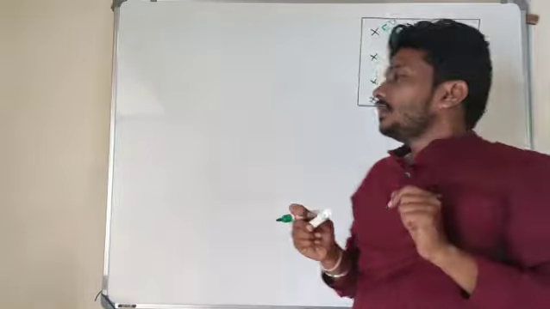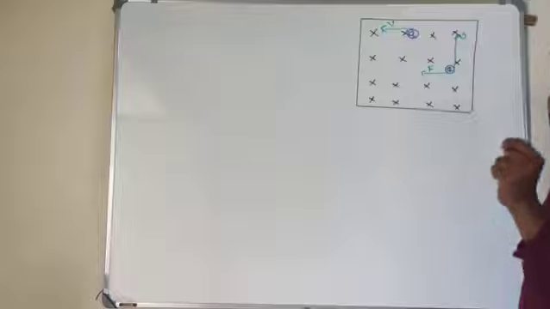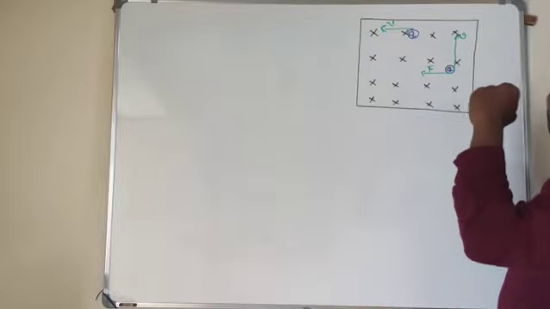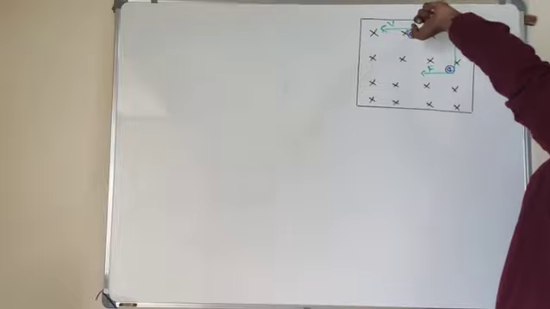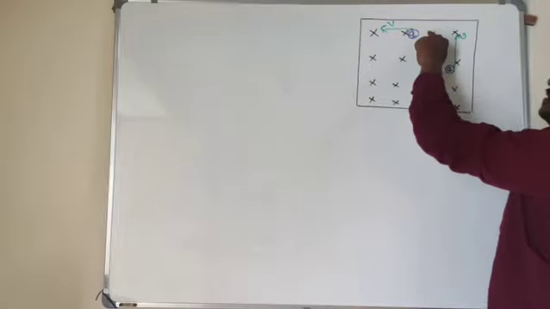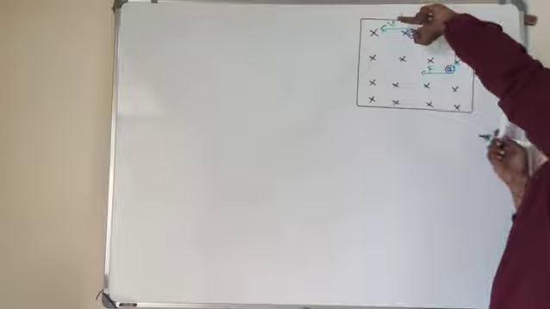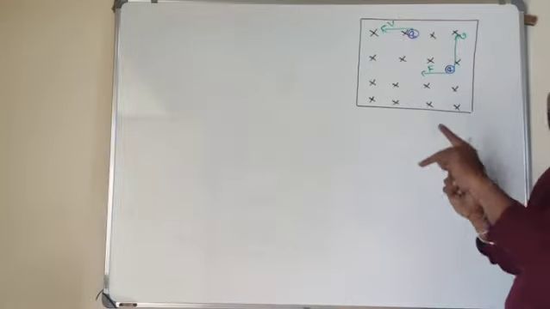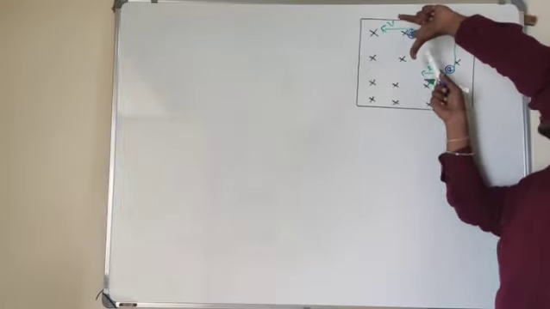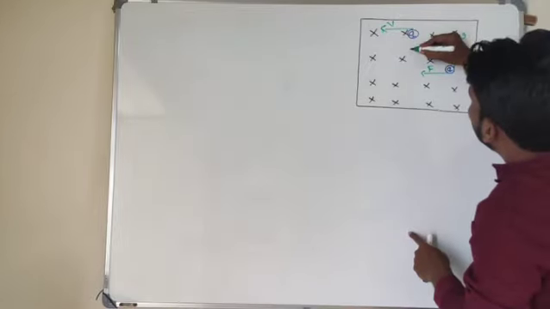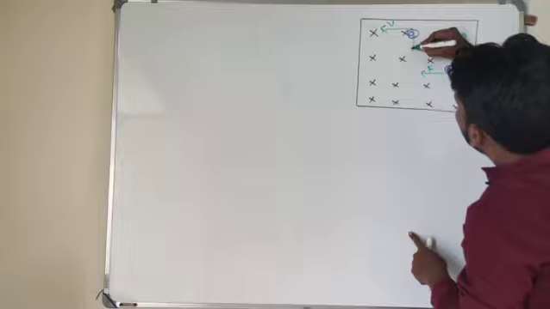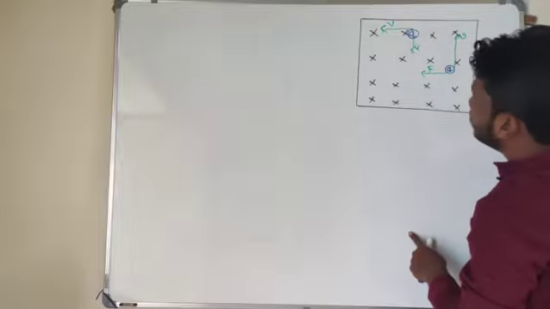Look here. Here charged particle Q is there. For this charged particle, what is the direction of the magnetic field? Magnetic field lines are into the plane here. This is the direction of the velocity. Then what will be the direction of the force here? Force is in the downward direction. This is the direction of the force.